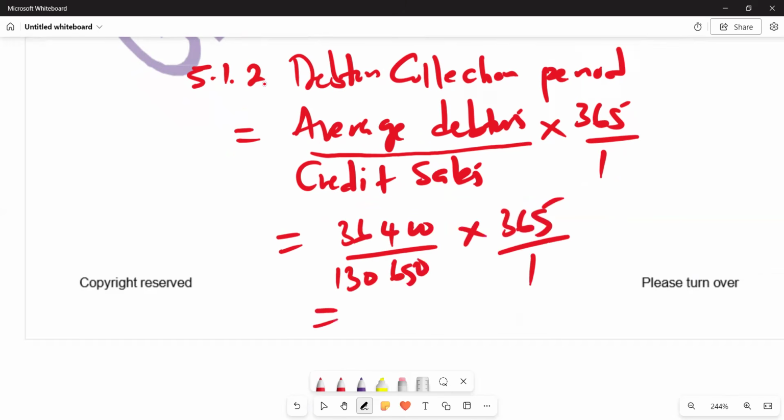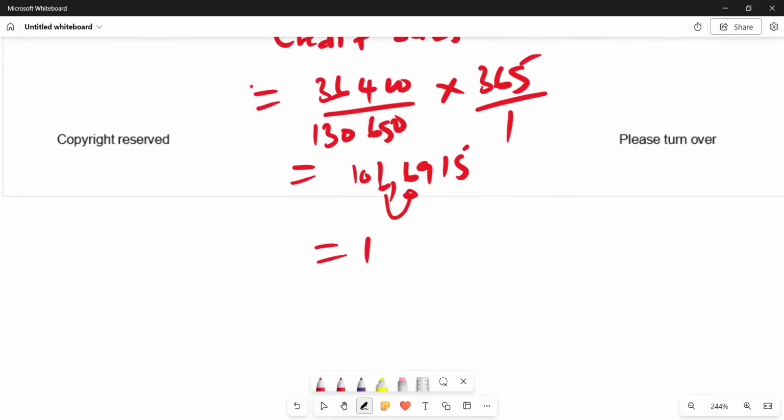If you calculate it correctly, you are going to get 101.6915. Of course, these are days, so we can round to the nearest whole number, whereby the 6 changes our 1 to become 2. So we have 102 days. We have expressed it in days. So this is what we have for the second part of the question.